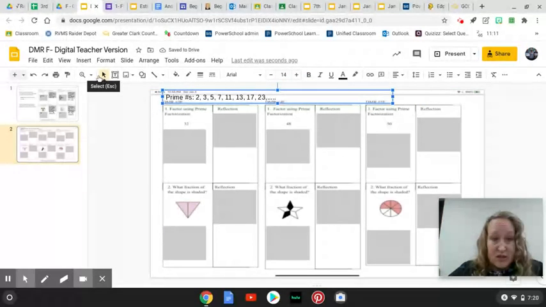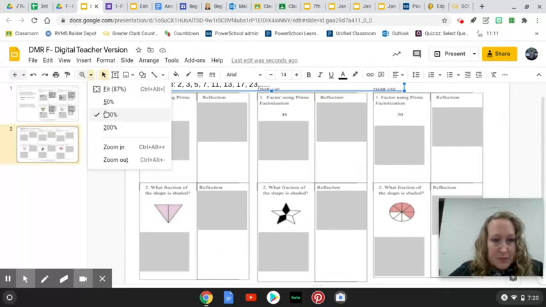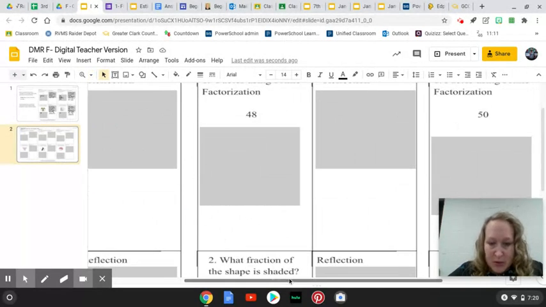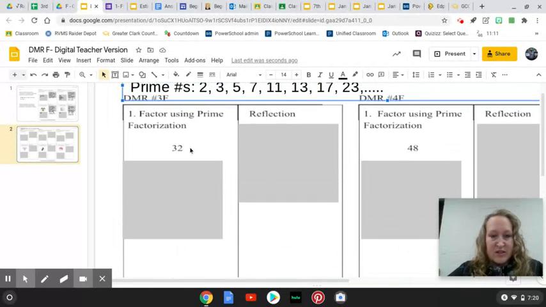It's something I suggest. Required? No. Helpful? Yes. So I'm going to make it bigger so that I can read it. And then I'm going to reflect upon what our skill sets are. We're working on prime factorization. And so I'm going to look at 32 and I'm going to look for a number in the prime numbers list that I could multiply and factor into.